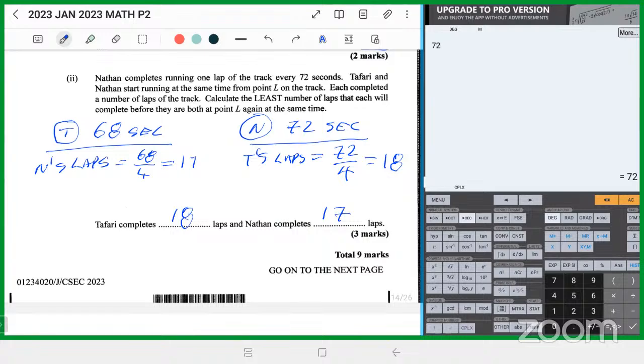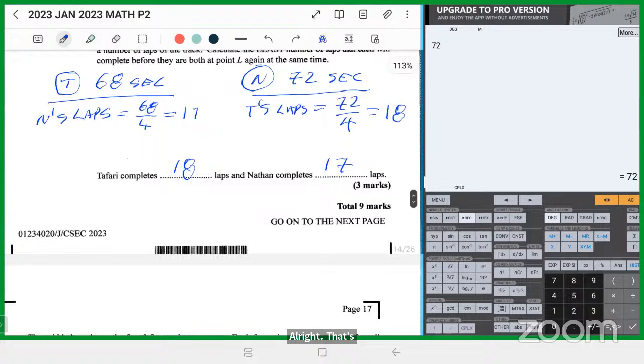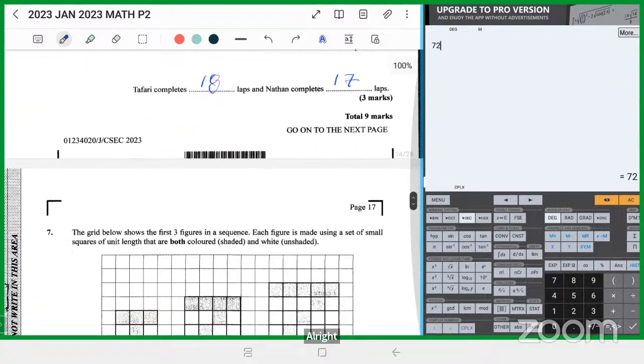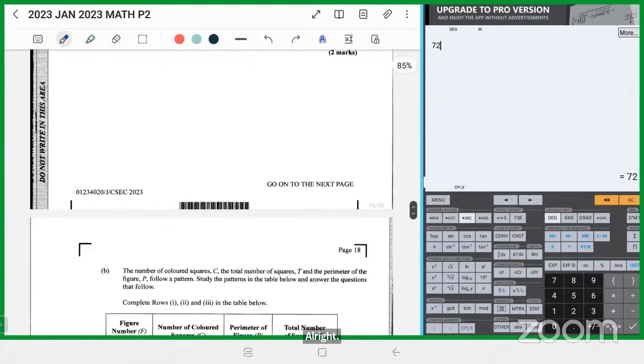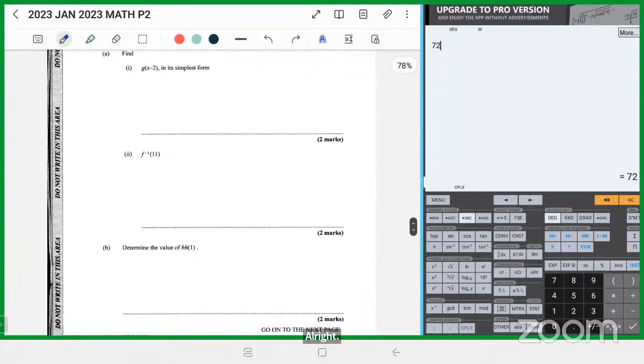All right. Next question. You all right? You sure? All right. Yes, sir. All right. Somebody say number 10 on this paper. Number 10 on this paper.